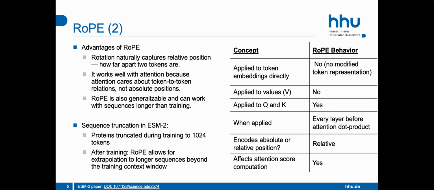Another important advantage is that RoPE is generalizable. Even though proteins in the ESM-2 model were cropped to 1024 tokens during training, after training the model can still be applied to sequences longer than 1024 tokens without major problems. This is possible because RoPE encodes relative relationships and not fixed absolute positions, allowing it to extrapolate to longer sequences better than absolute position embeddings would.